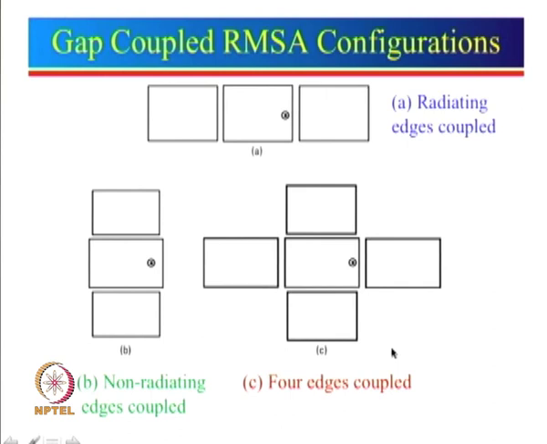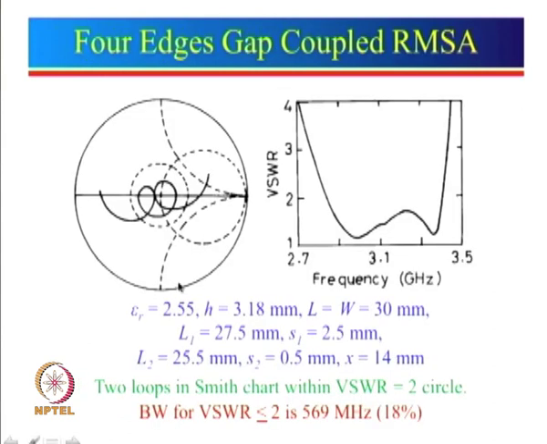So, let us take one example now. We will take a similar example as before, in which the substrate parameters are the same, epsilon r 2.5. We have taken a thicker substrate as an example, so that we can get a larger bandwidth. But compared to the previous case, the width has been reduced. The reason why we reduced the width is that we were not able to get the impedance matching by using a simple coaxial feed point. So, that is why we reduced the width here, and now L1, which is along the radiating edges, is 27.5 mm and the gap is 2.5 mm.